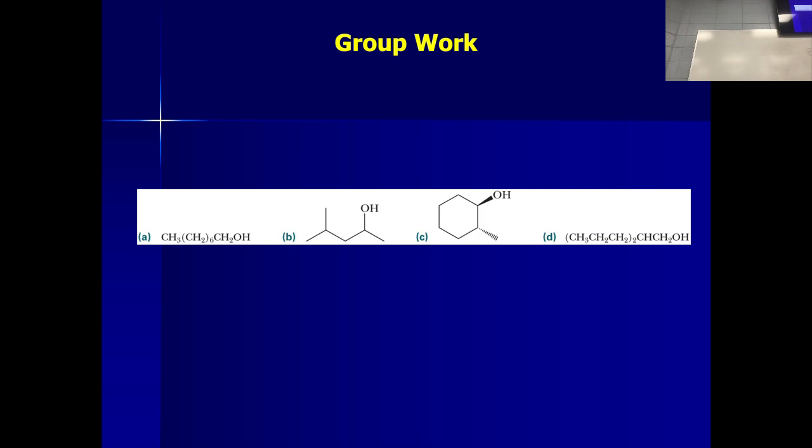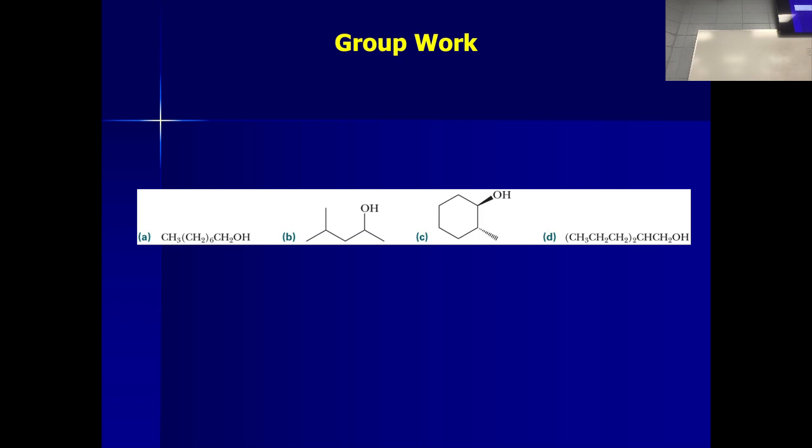If this was a test, I'd count it wrong. Why would I count it wrong? I have to put the cis or trans in there. And what is this one? The OH is coming out towards me. The methyl group is behind. These are what? These are trans. So this would be trans-2-methyl 1-cyclohexanol. Okay? These are also chiral centers. I could ask you to tell me what's the stereochemistry at each one of those carbons. That's possible. Okay?